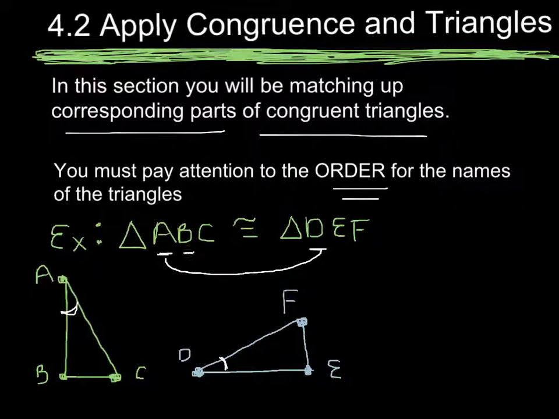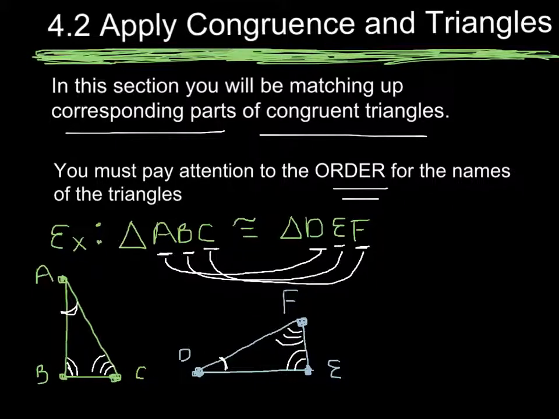My next angle is angle B. It is going to be congruent and correspond with angle E. So angle B and angle E are congruent. And then lastly, we have angle C, which will be congruent with angle F, our third angle.